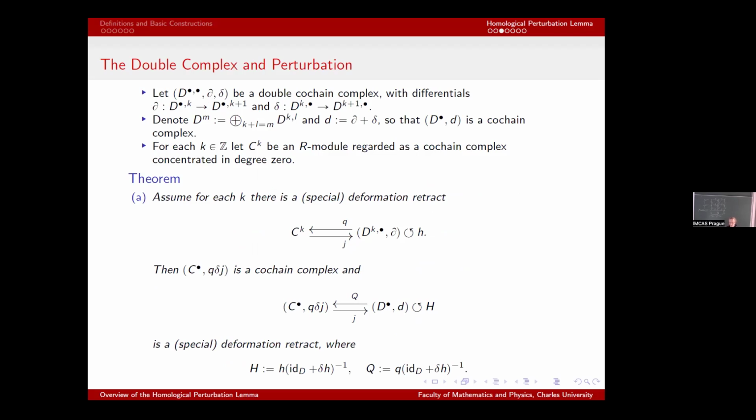Oh, so no, these C's are arbitrary. They just need to satisfy this relationship with the double complex, that there are these deformation retracts, but they are not obtained from the double complex. Even though this is how you do it in case of the differential forms. I mean, there you start with the double complex, and then from this you get both of the single complexes, right? Yeah, so in this example, definitely, but it doesn't have to be like this all the time. I understand. Okay.